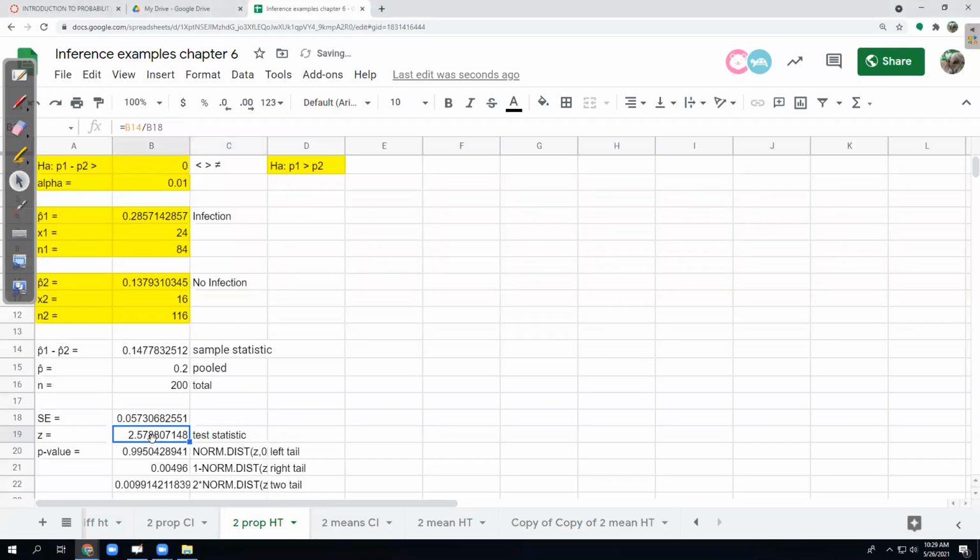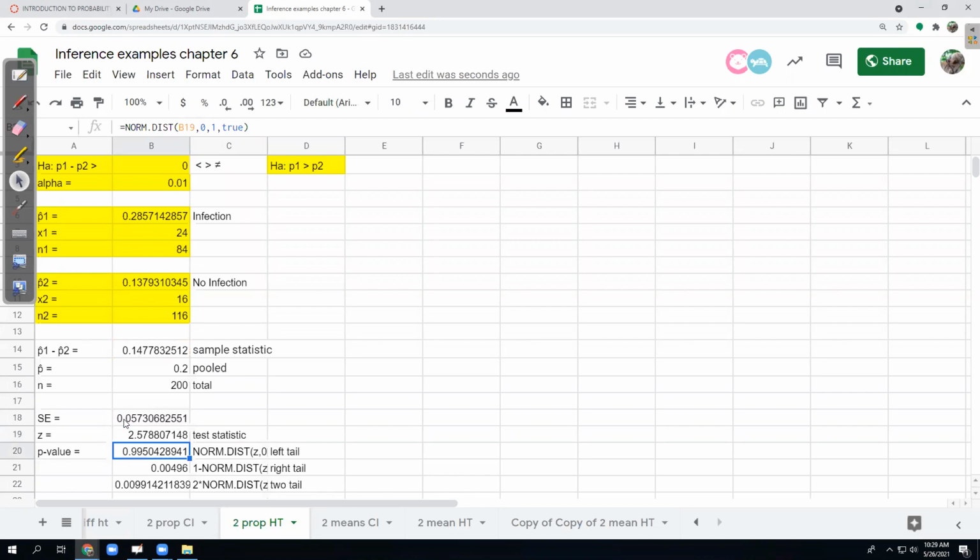So I'm getting a z-score of 2.5. That's a pretty high z-score. It's outside of 2 standard deviations. So I would say, oh, this is interesting. That does seem a bit high for a z-score. And again, because the minus zero really doesn't do anything, I can just take the difference here, the sample statistic, and divide by the standard error. And so that's my z-score.